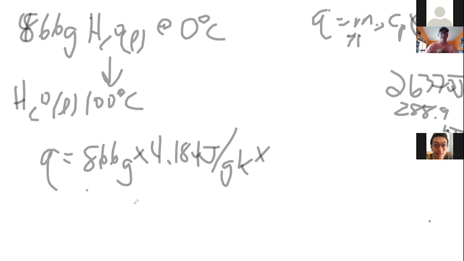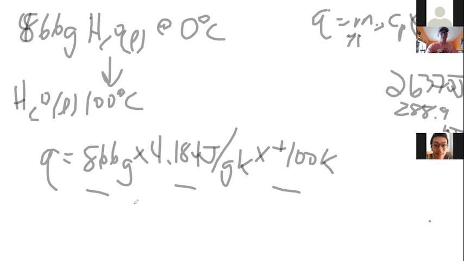There's my mass, there's my heat capacity of liquid water. All I need left is what's the change in temperature? Right, Sean's right, it's 100, because I'm going from 0 to 100. So my change is plus 100.